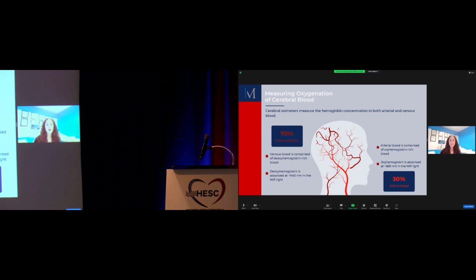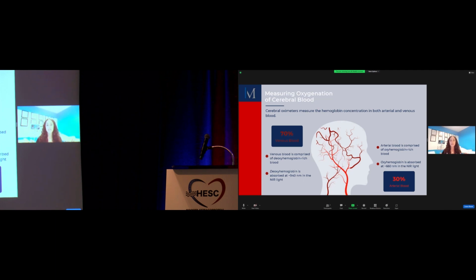The oxyhemoglobin and the deoxyhemoglobin also do have different wavelengths. So deoxyhemoglobin is absorbed at roughly around 940 nanometers in the near infrared light, whereas oxyhemoglobin is absorbed at 660 nanometers. And so the way that we go about calculating the regional tissue oxygenation by using near-infrared spectroscopy is really just the ratio of the amplitude attenuation of the different near-infrared wavelengths.